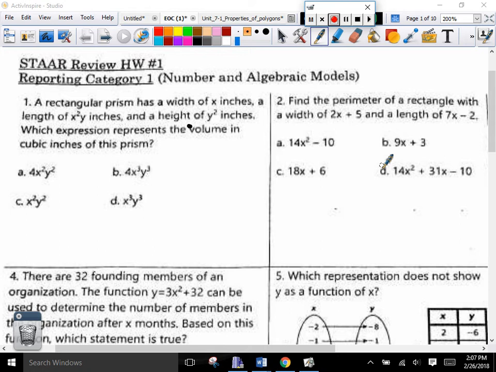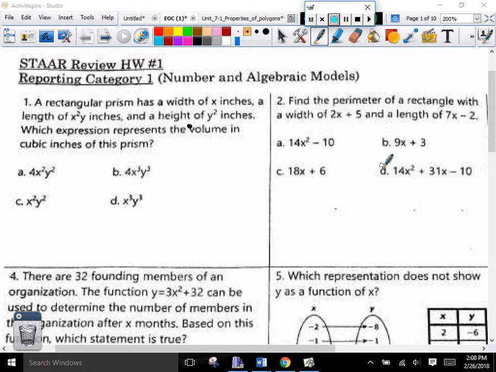We're going to go over reporting category number 1 for your STAR algebra test. We're going to go over calculator tricks. So for number 1, the first thing that we are going to do is read the question. It states: which expression represents the volume in cubic inches of this prism?